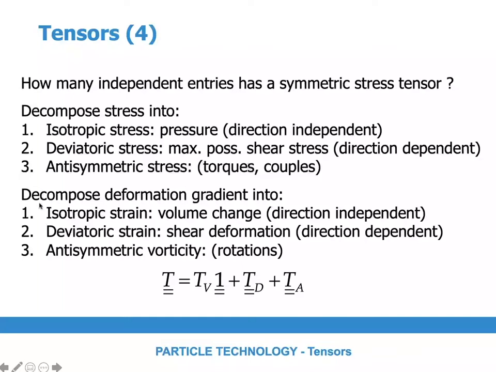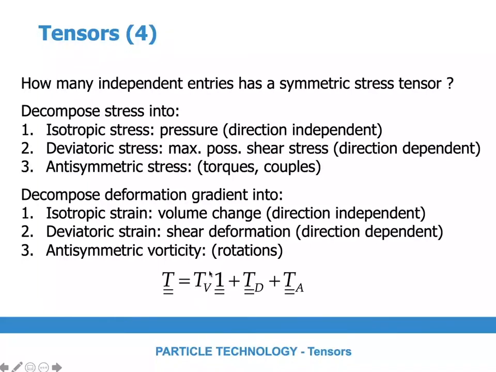You should be able, the same way, to decompose the deformation gradient into isotropic strain, deviatoric strain, and the antisymmetric part, which is called vorticity. This is something which is important in hydrodynamics. Okay, and T is now any tensor. It could be stress or strain, and this is the equation.